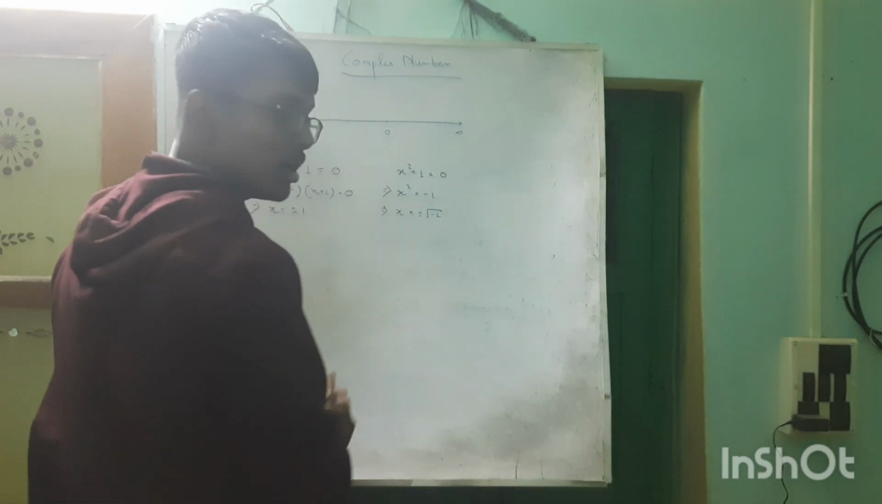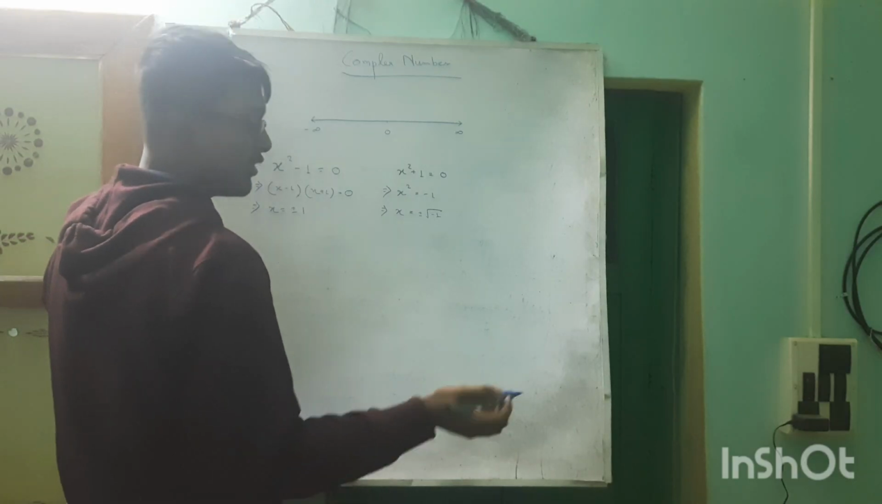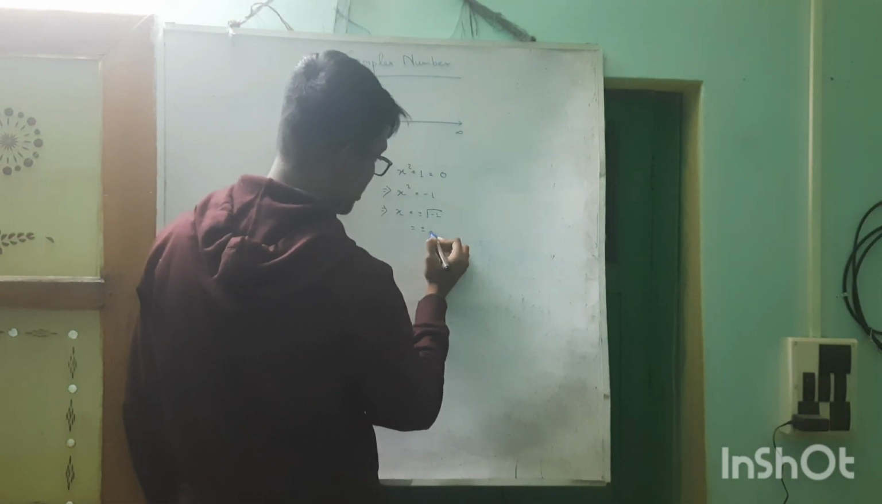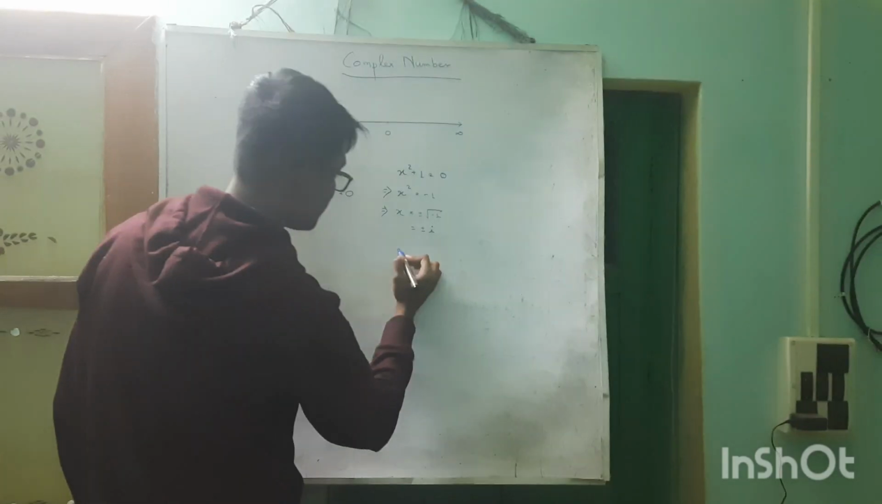So it's not a real number. We define it as iota. We write it as i, but when we pronounce it, it is iota. Okay.